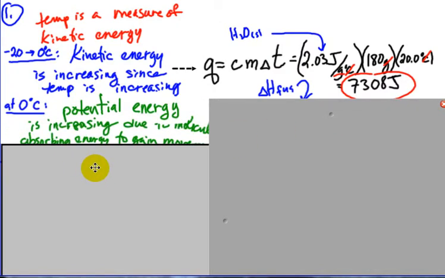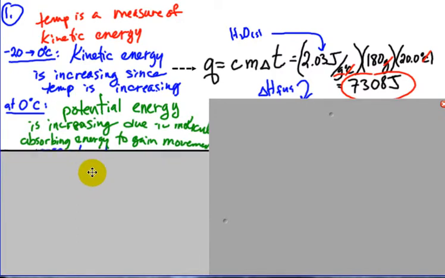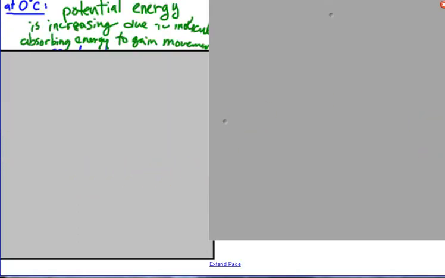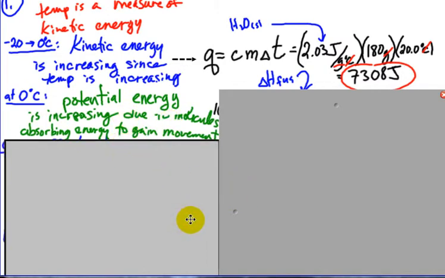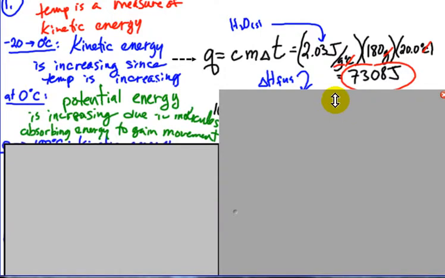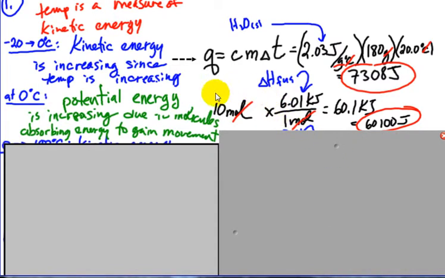Second part there is a flat line at 0 degrees, and the temperature is not moving. Even though we're adding heat to it, the temperature is not moving, so that must mean it's not increasing in kinetic energy. The only other energy we can think of there is potential. So it's increasing potential energy. The molecules are absorbing the energy to hopefully gain movement to go past that change in state, going from solid to a liquid.